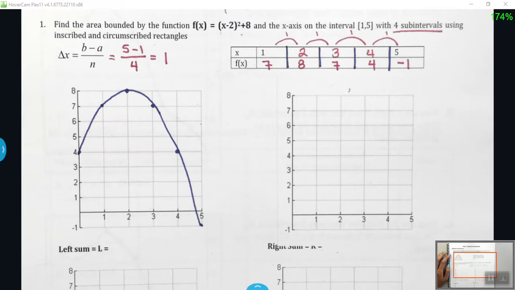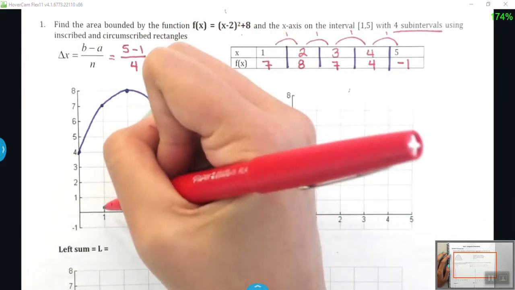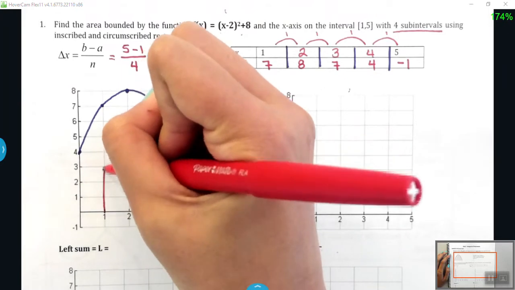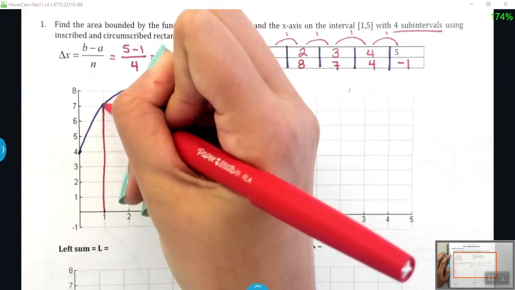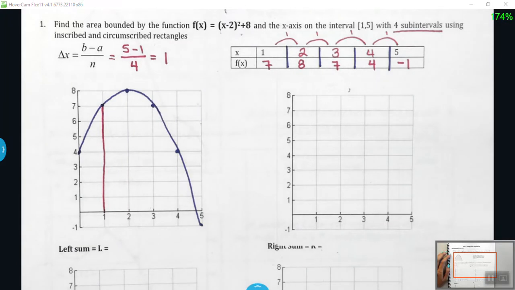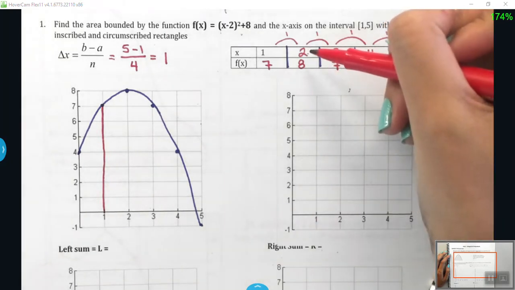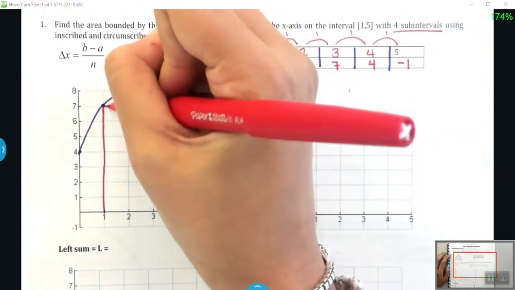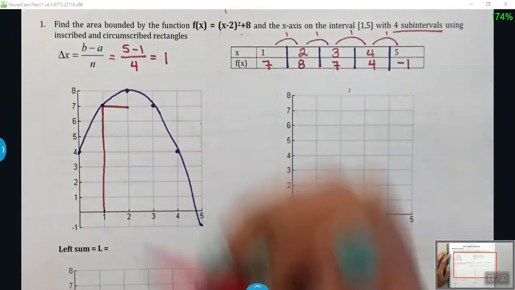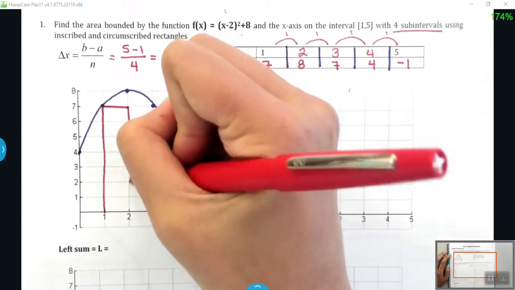Okay, let's do our Riemanns. Let's add them up. So we're going to do a left sum right now. So left sum means that we're going to start at 1, go up to where I intersect with the graph, and then we're going to draw a rectangle straight over until I hit my next interval. So my rectangle goes straight over until I hit 2, and that's my first rectangle.